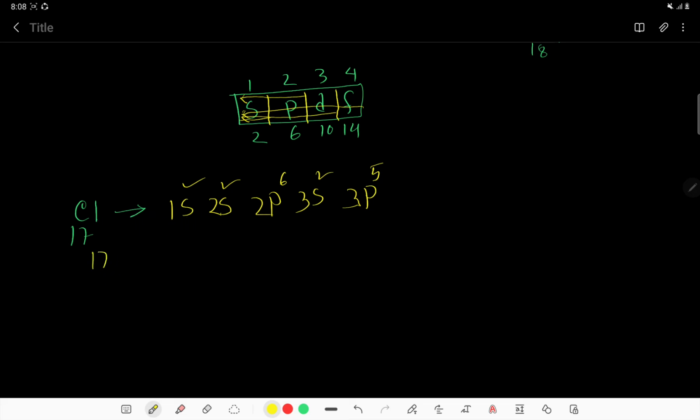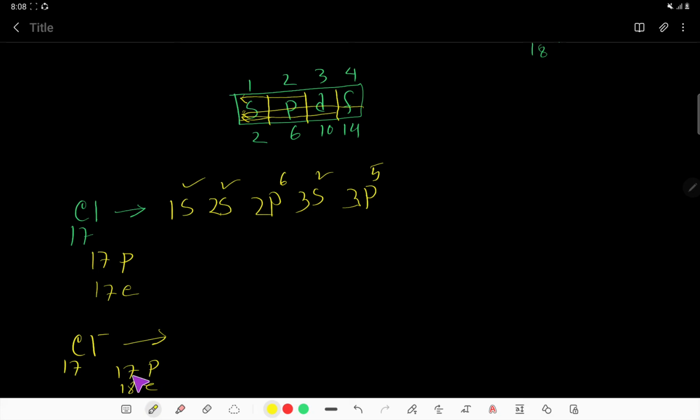Okay, chlorine has 17 protons and 17 electrons. 17 protons neutralize 17 electrons. So what will be the electron configuration of the chloride ion? The chloride ion has 17 protons but 18 electrons. For a negative charge you have to add 1 to the atomic number.